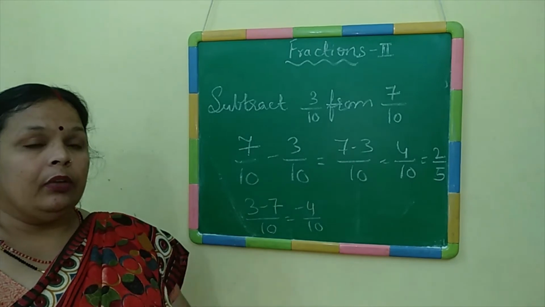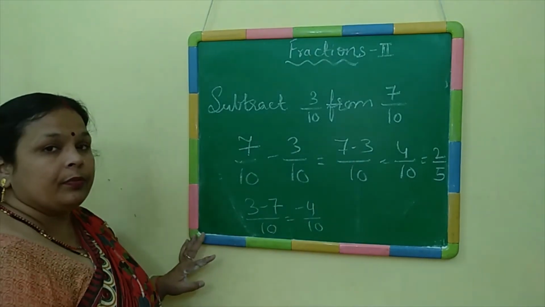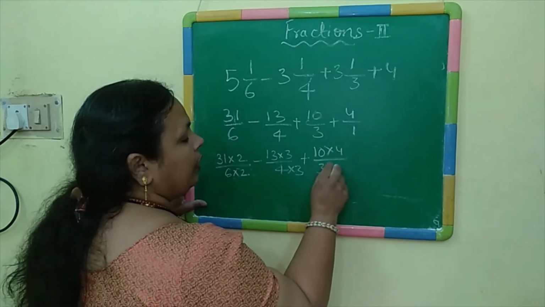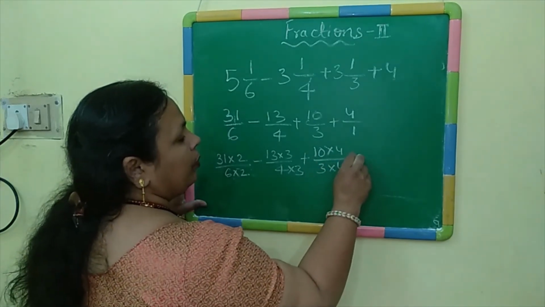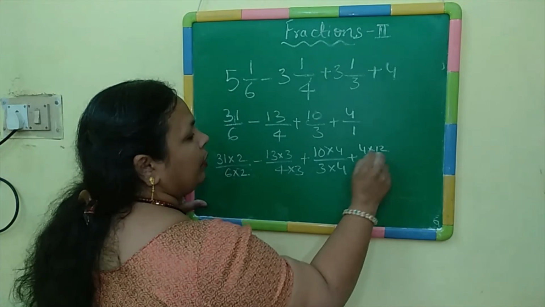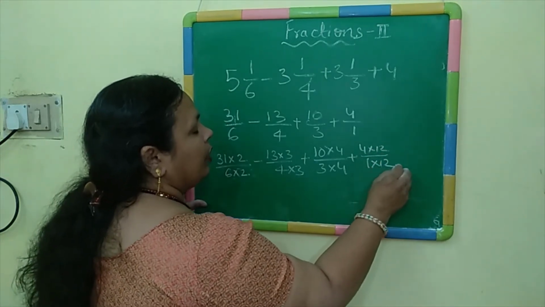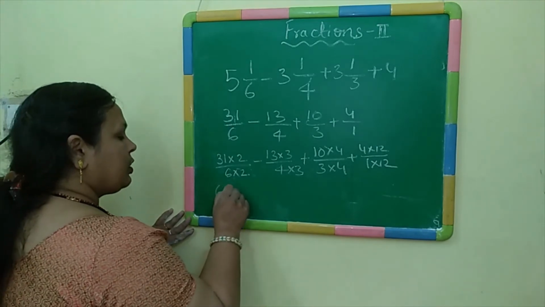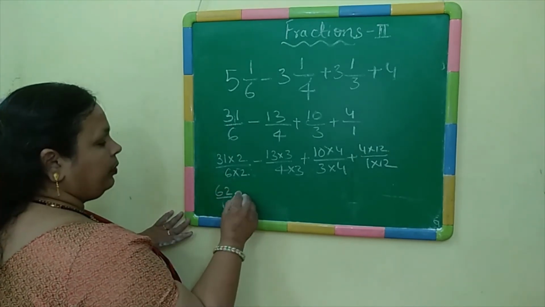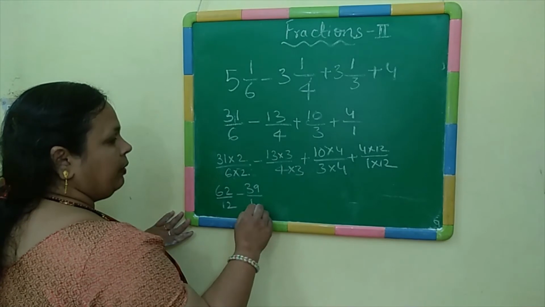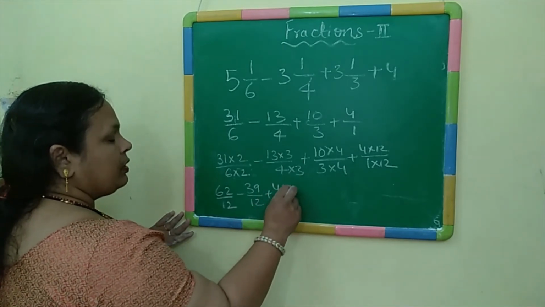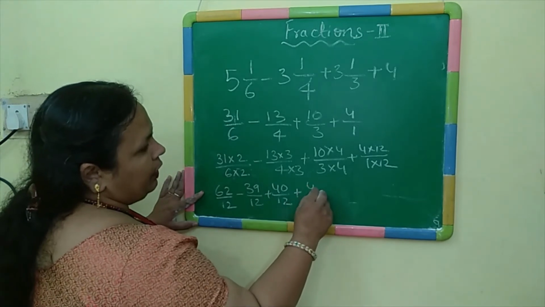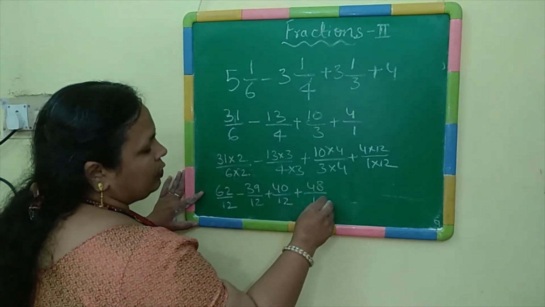Now we will take few simplifications. This is 10 into 4 and 3 into 4 plus 4 into 12 by 1 into 12. Now all the denominators are same. That is 62 by 12 minus 39 by 12 plus 40 by 12 plus 48 by 12.